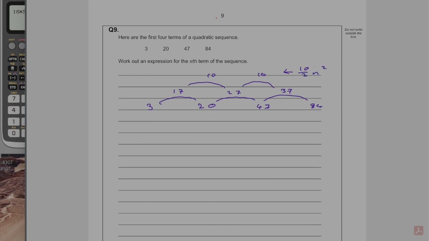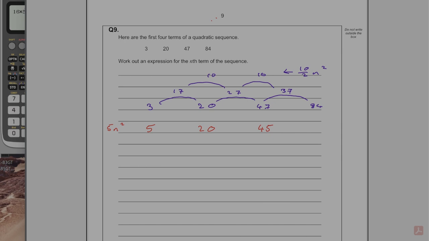So if I now look at what 5n squared would give me, let's do it here. If n is 1, 1 squared is 1, times by 5 is 5. If n is 2, 4 times by 5 would give me 20. If n is 3, 9 times by 5 is going to give me 45. And if n is 4, 4 squared is 16, 16 times 5 is 80.